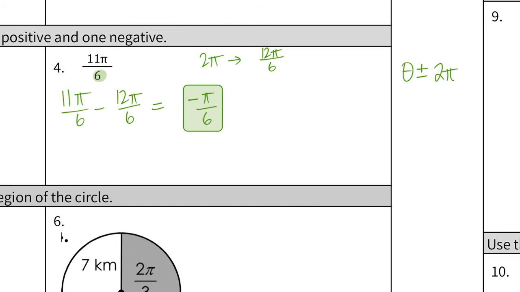Okay, and then on the other hand, let's add plus 12 pi over 6. 11 plus 12 gives us 23. And then just always make sure you cannot simplify that, but we can't. 23 over 6 has to stay. So there is our positive angle.